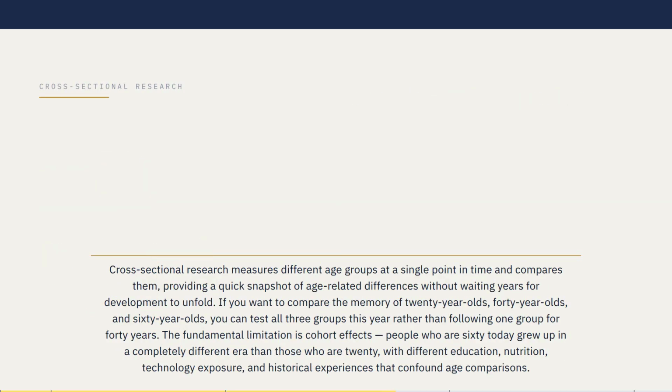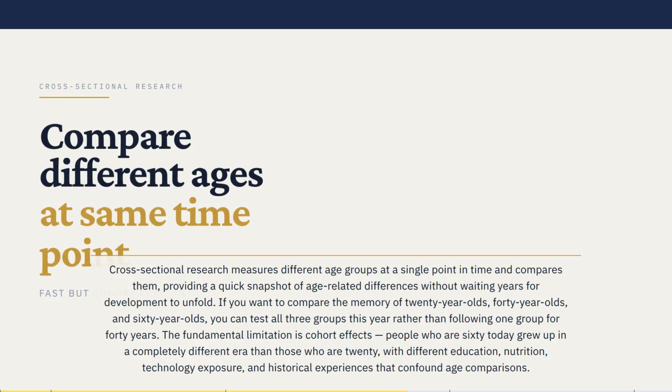Cross-sectional research measures different age groups at a single point in time and compares them, providing a quick snapshot of age-related differences without waiting years for development to unfold. If you want to compare the memory of 20-year-olds, 40-year-olds, and 60-year-olds, you can test all three groups this year rather than following one group for 40 years. The fundamental limitation is cohort effects. People who are 60 today grew up in a completely different era than those who are 20, with different education, nutrition, technology exposure, and historical experiences that confound age comparisons.